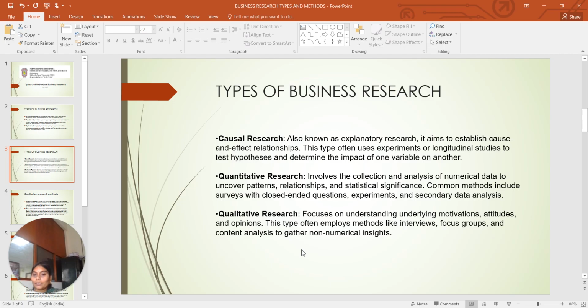And quantitative research involves the collection and analysis of numerical data to uncover patterns, relationships and statistical significance. Common methods include surveys with closed-ended questions, experiments and secondary data analysis. Qualitative research focuses on understanding the underlying motivations, attitudes and opinions. This type often employs methods like interviews, focus groups and content analysis to gather non-numerical insights.